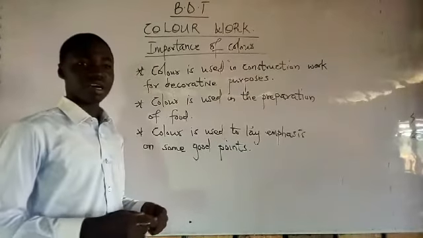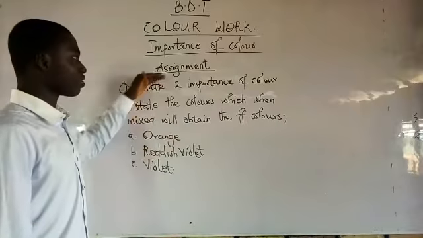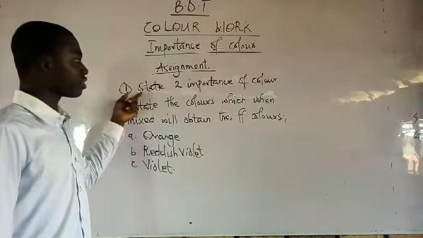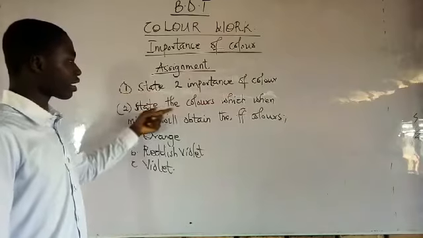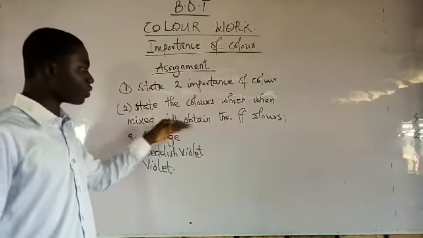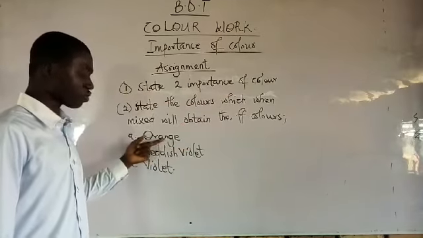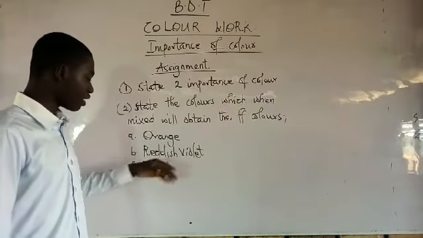Now before that, let me give you an assignment. The first one is state two importance of color. Second, state the colors which when mixed will obtain the following colors: orange, reddish violet, and then violet.